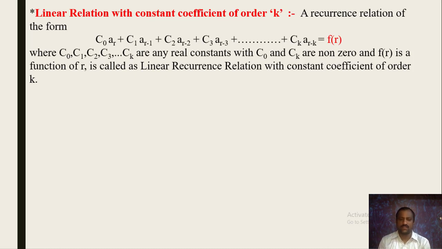Okay. Now, what is the difference between homogeneous reconciliation and linear reconciliation? In the homogeneous reconciliation, we notice that RHS is equal to 0, while in the linear reconciliation, we observe that RHS is equal to F of R. That is, RHS is any function of R. That is the only difference between homogeneous reconciliation and linear reconciliation with constant coefficients of order k. The concept of order is the same in both.